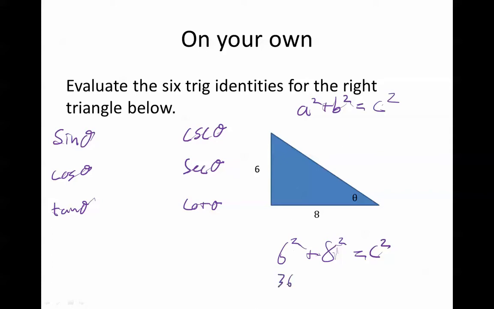Anyway, that's 36 plus 64 equals c squared, which is 100 equals c squared, and I know that if I take the root of both of those, that's going to be 10. We've got another nice little Pythagorean triple here.